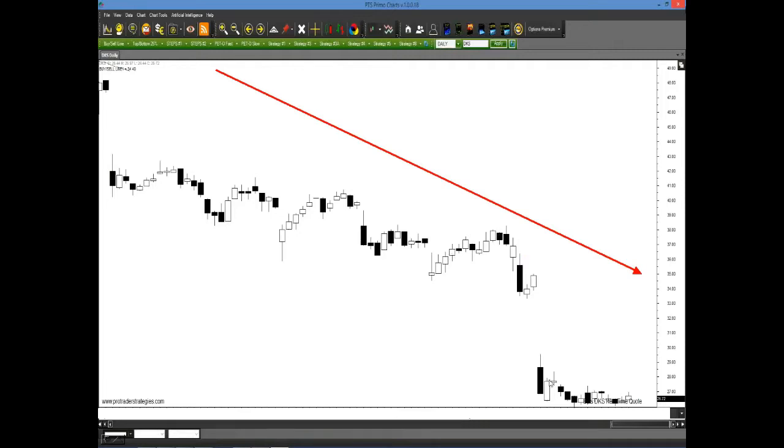This is the way most traders trade. This is the way most traders lose, and why 85% of all traders fail is because you're buying when you should be selling. But most traders would say, well, how would I know I should be selling? The thing was so oversold.